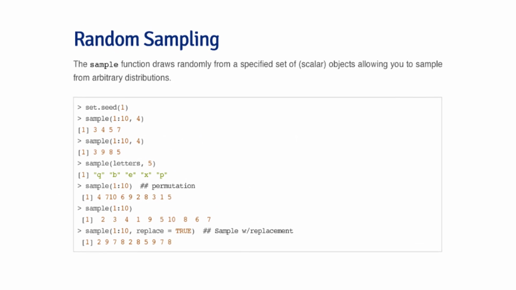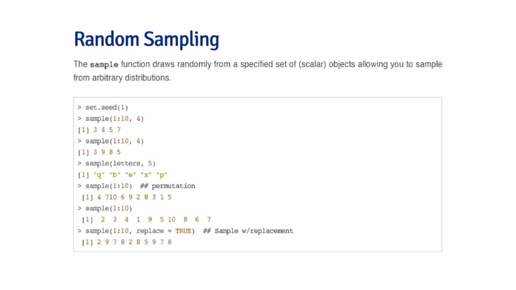So the last function I want to talk about is the sample function, and the sample function allows you to draw randomly from a specific set of objects that you specify. So if you give it a vector of numbers, it allows you to draw a random sample from that vector of numbers, and so you can create any arbitrary distribution that you want by specifying a vector of objects and then sampling from it.